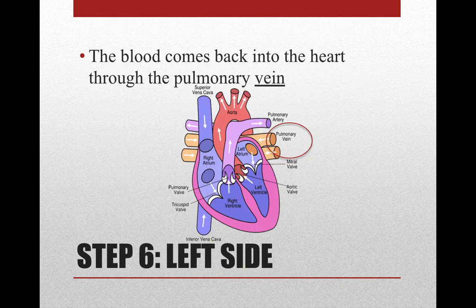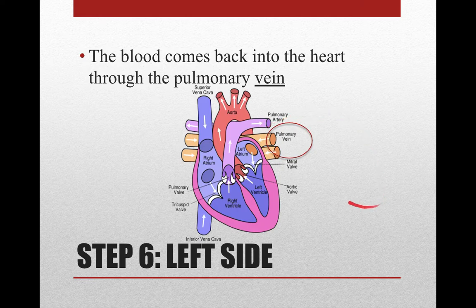So now we're working on the left side. Okay, the left side is right here. And one thing that I want you to notice is the size of the muscle. So this pink is muscle. The size of the muscle on the left side is a lot greater than the size of the muscle on the right side. That's because the blood on the right side only has to go to the lungs, okay? Where the muscle on the left side needs to be powerful enough to push your blood from your heart to the rest of your body. So that's why it's so much bigger.